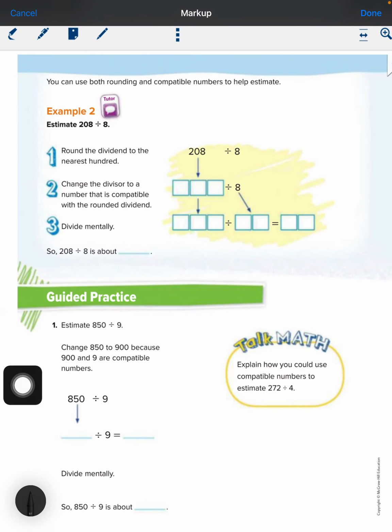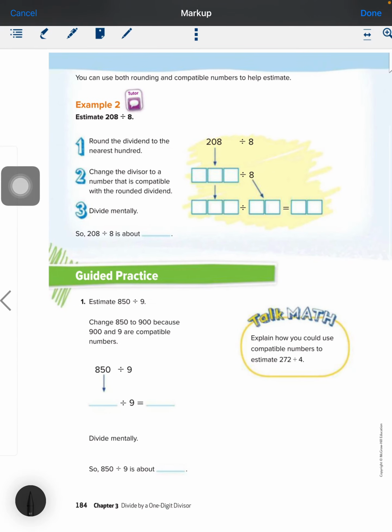Example 2. They want us to divide the dividend to the nearest hundred. This is the dividend, this is the divisor. They also want us to change that divisor so we have something that's a little more compatible. Don't let your mind get blown on this. We're trying to make this division problem easy because right now it doesn't look very fun. So let's change 208 to 200.